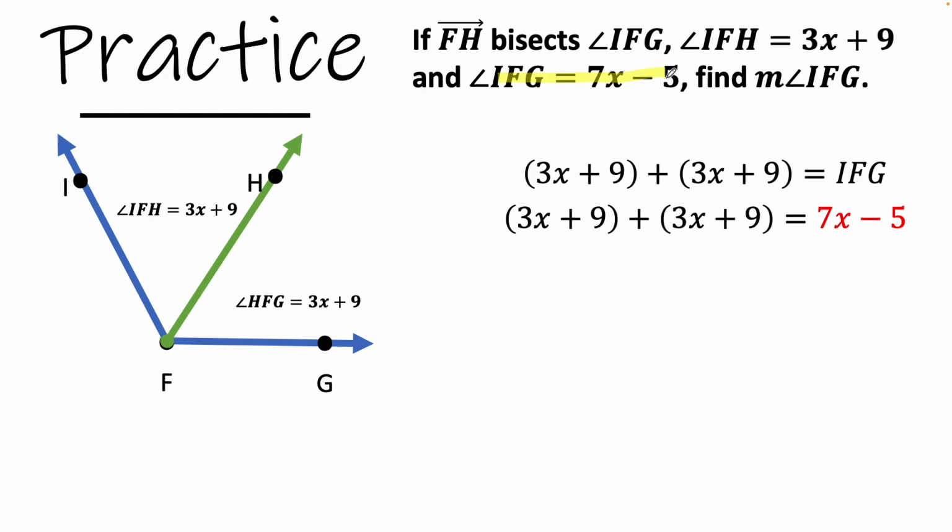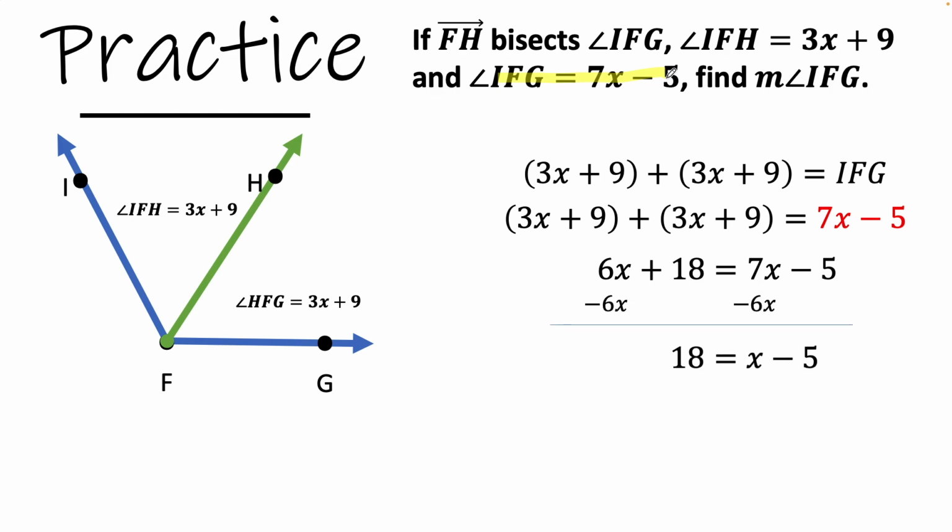We can combine like terms, so 3x plus 3x, that's 6x. 9 and 9 is 18. And that still equals 7x minus 5. Subtract 6x from both sides, you get 18 equals x minus 5. Add 5 to both sides, we get x equals 23.